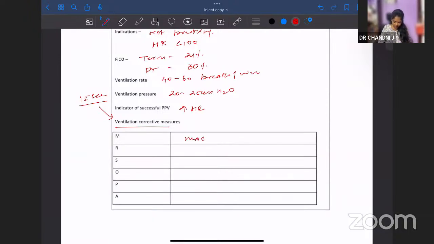M is adjust the mask. R is reposition the airway. S is suction and clear secretions. O is open the mouth and give ventilation. P is increase the pressure. A is alternate airway. Okay. So after 15 seconds, you do MR SOPA and you check for the next 15 seconds. Then after that, if the baby is not breathing and there is no increase in heart rate, you will go for an alternate method of airway. What are the alternate methods? Either you use a laryngeal mask airway or you intubate the baby.